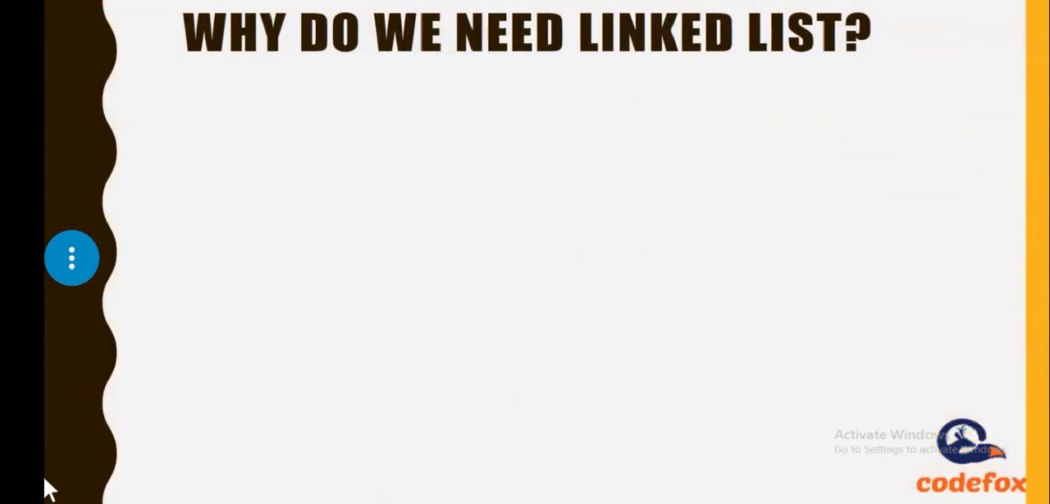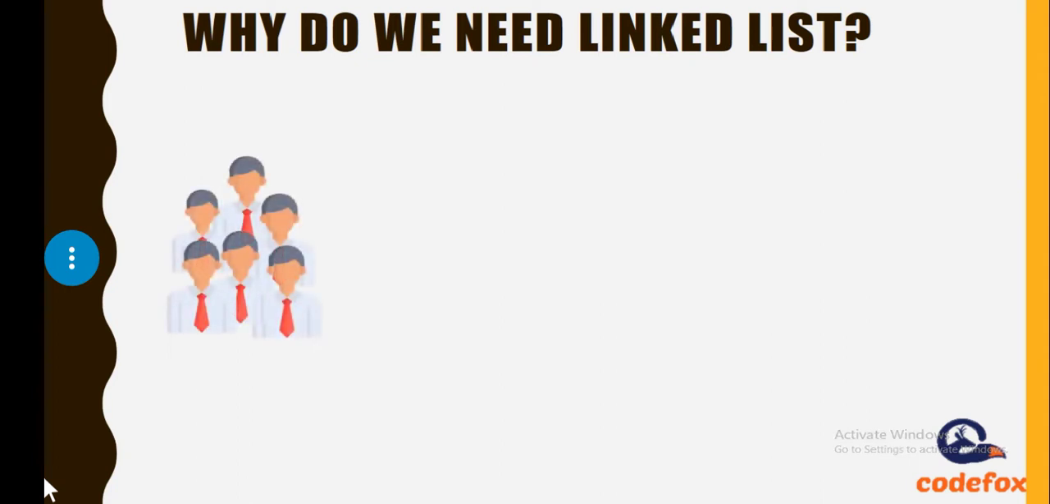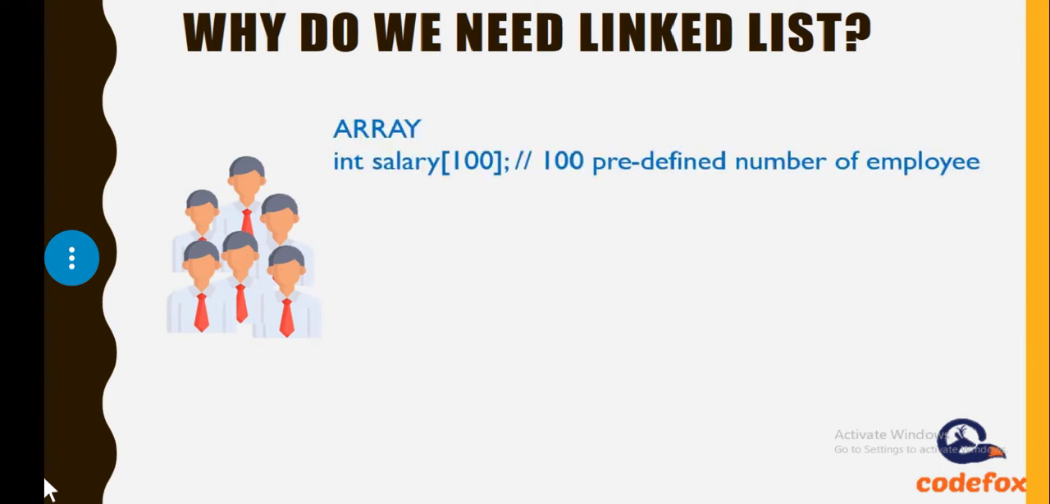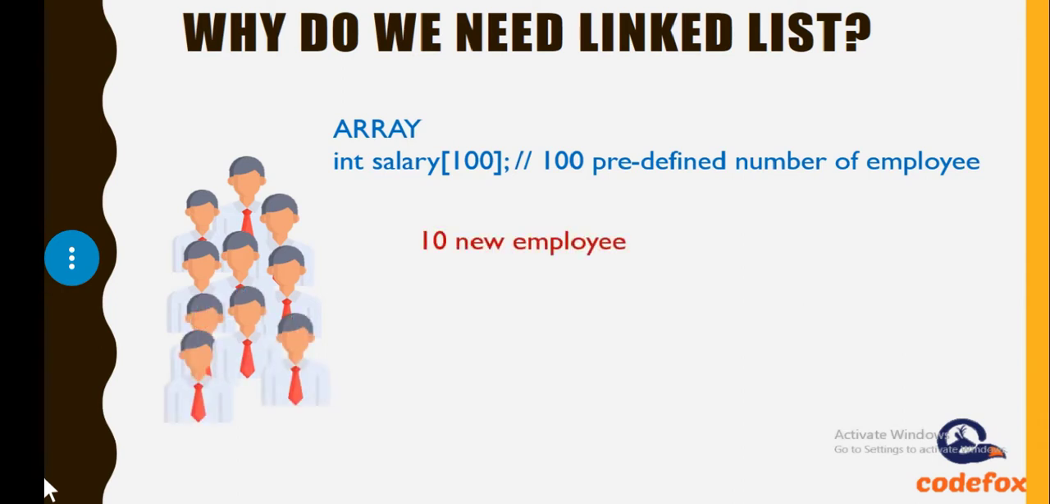Let's suppose you have hundreds of employees in an organization and you need to store salary of these employees in an array. What will you do? You will pre-allocate the memory for 100 employees in array and then store salary into it. But what happens when 10 new employees enter into the organization? You have nothing in arrays to increase the size.